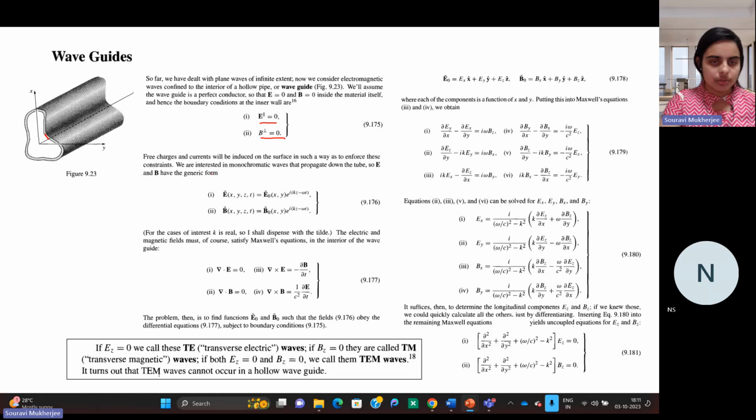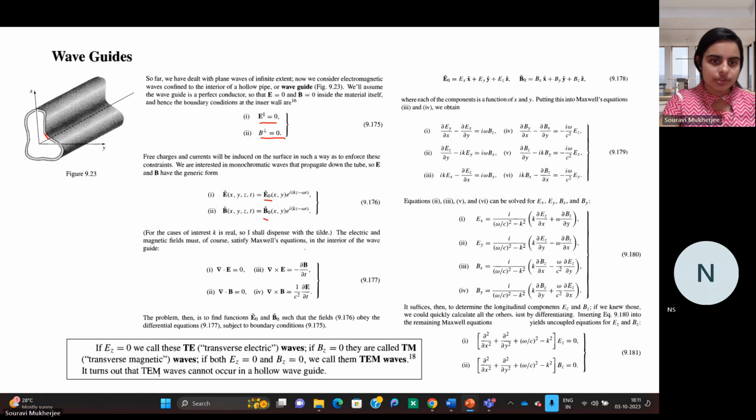Now, suppose we want to find what kind of waves propagate in this region. So you take the general form of electric field and magnetic field, and this is how it looks. It's a complex amplitude that we have taken for generalization, and we consider that it's propagating along the z direction. So we take it as e to the power i(kz - ωt).